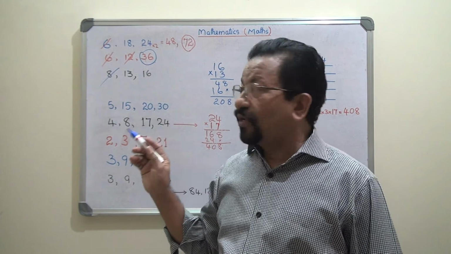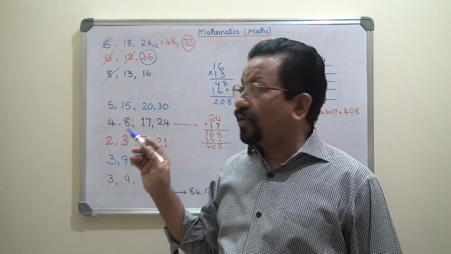So, in this kind of case, you just multiply 13 and 16, or 16 into 13. You can see that you are getting the answer 208. So, 208 is the LCM of these three numbers. Now come to 4 denominators.